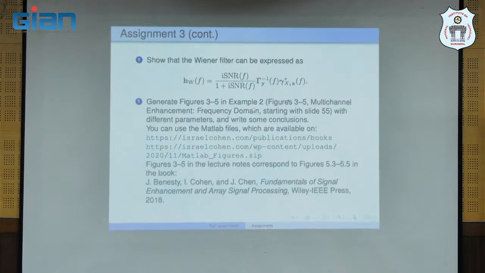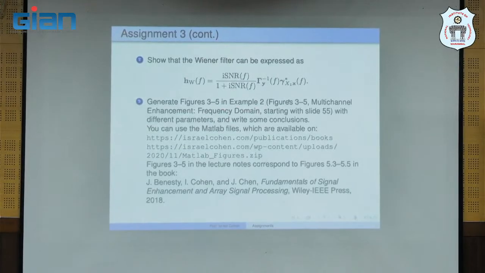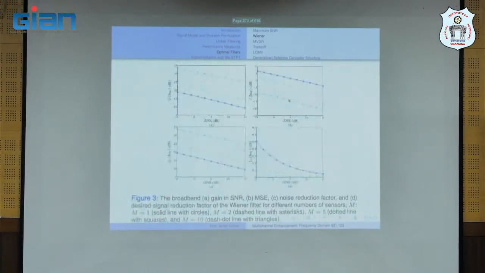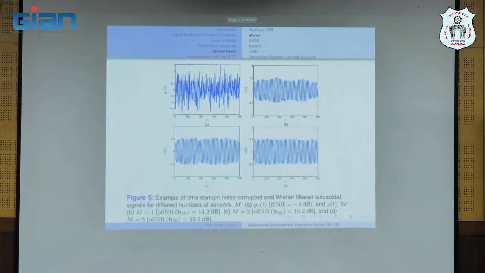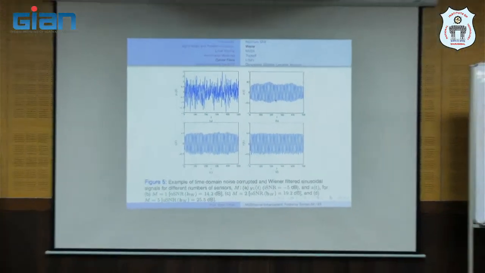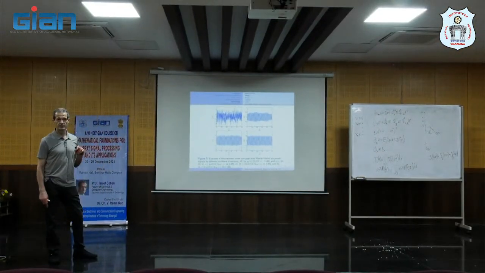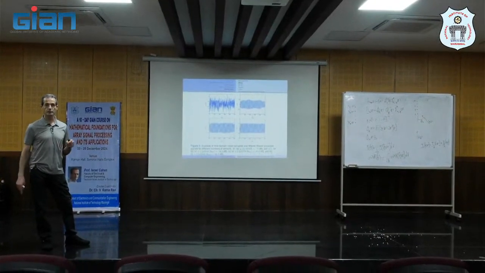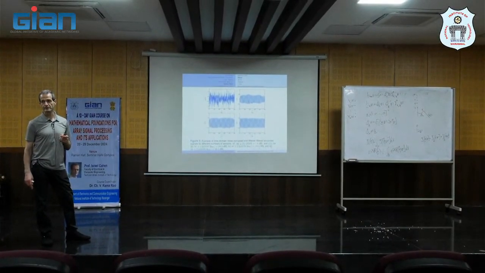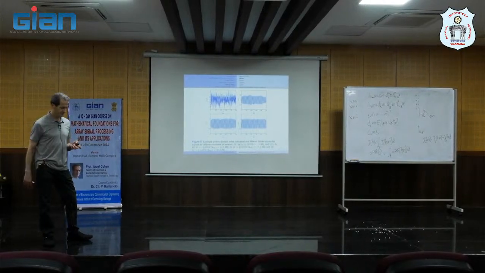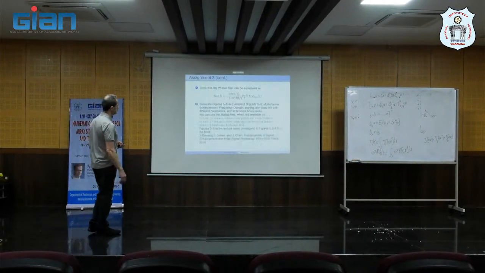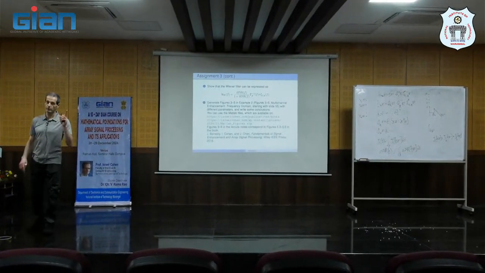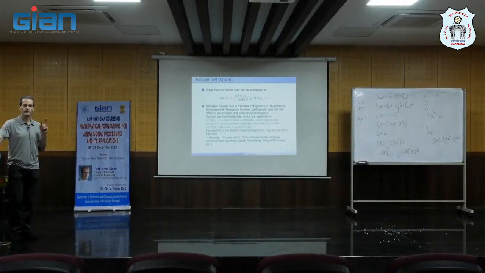to generate the figures in example 2, what we just saw, all these figures. To generate them, I suggest that you generate them, but instead of using the true information, try to estimate it from measurement and see the effect. So this will be assignment number 3. You will have another assignment, 4. So in this course, we will have 4 assignments.